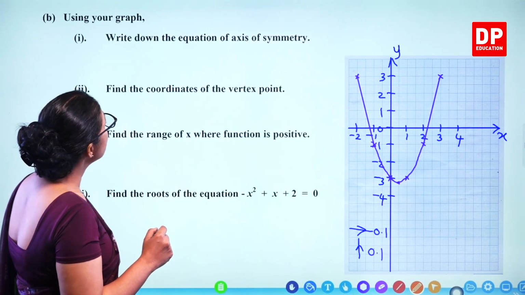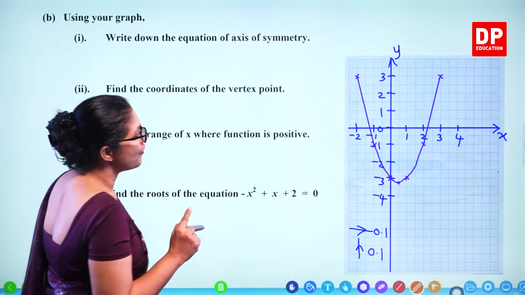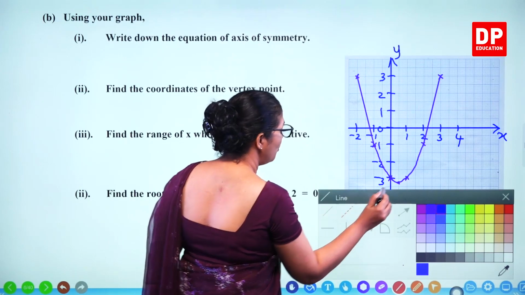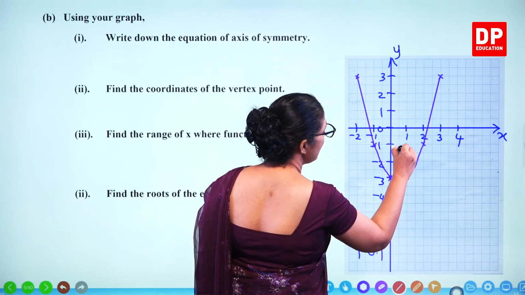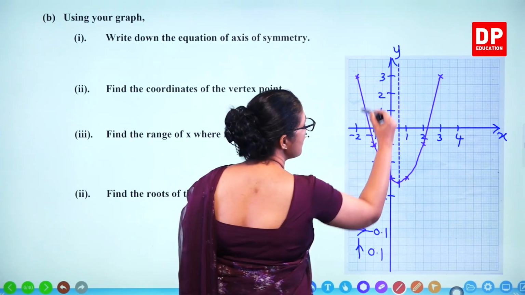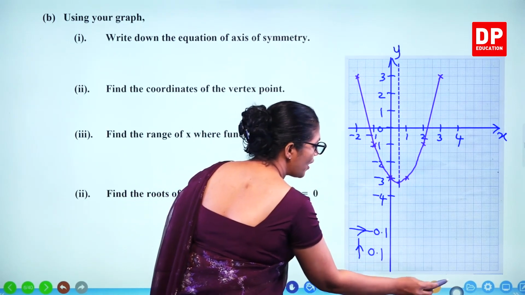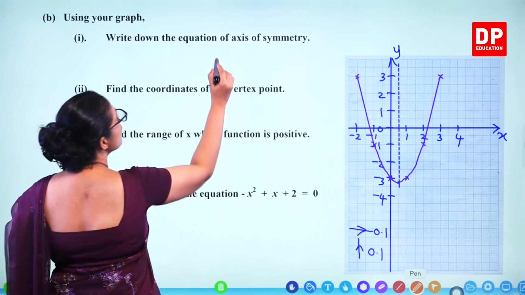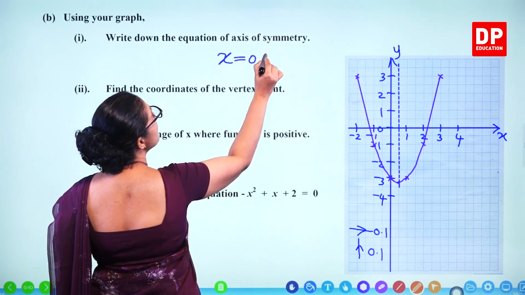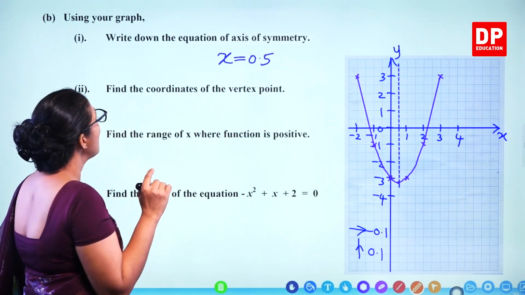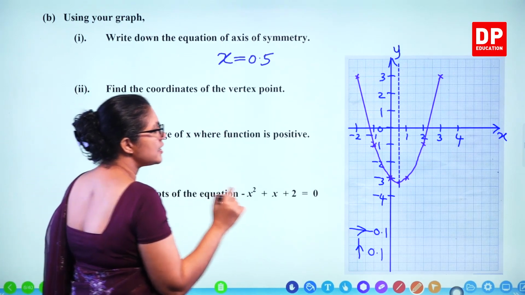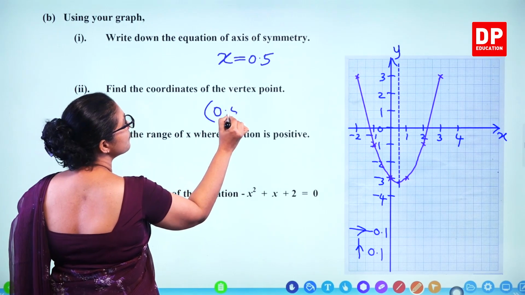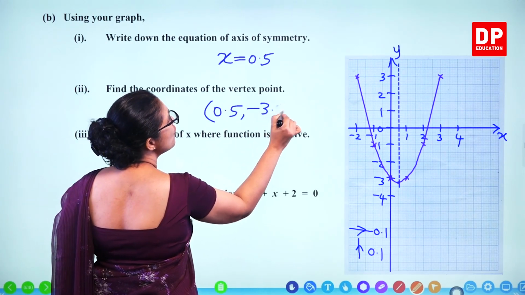Using your graph, write down the equation of the axis of symmetry. So the axis of symmetry, I can show you with a dotted line here. This is the axis of symmetry, it passes through the vertex point. So what's the equation? Here x is 0.5. So x equals 0.5 is the axis of symmetry. Find the coordinates of the vertex point. That's 0.5 with -3.25.